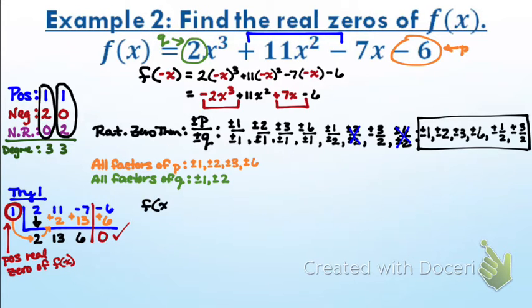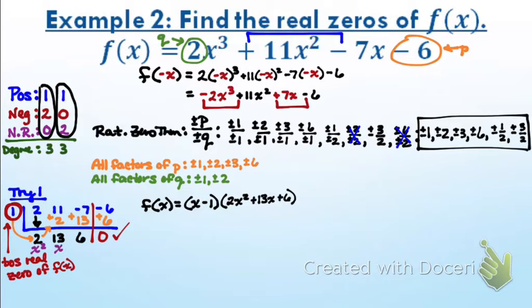So now I can write this down in a factored form. X minus 1 would be a factor. What would the other factor be? What would the quadratic factor be? Yes, 2x squared plus 13x plus 6, coming to us courtesy of the coefficients that were dropped down as part of our synthetic division.